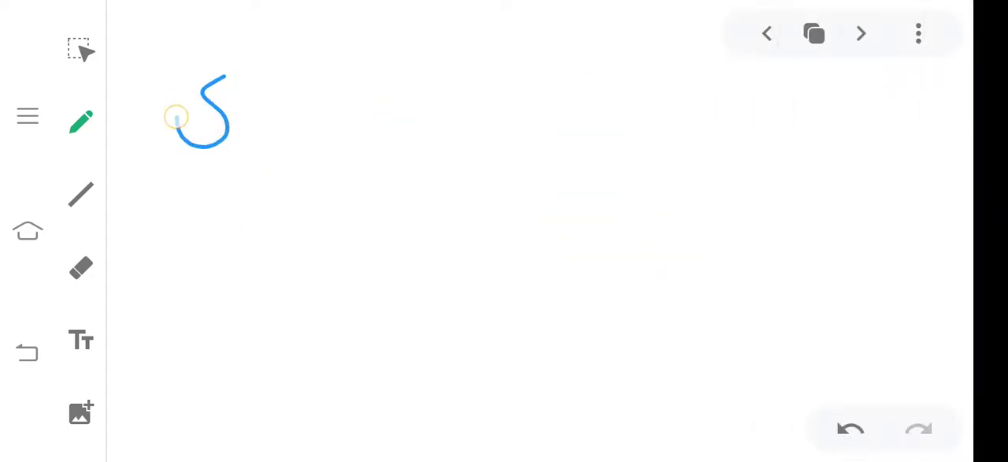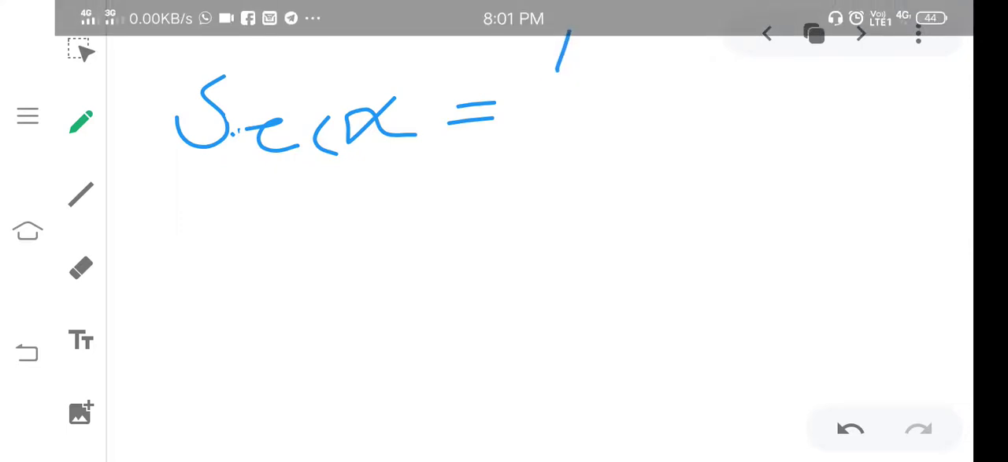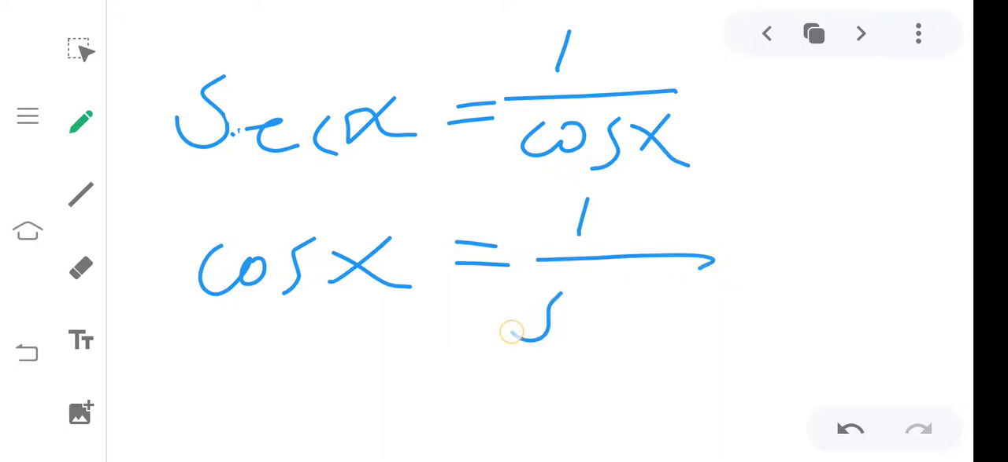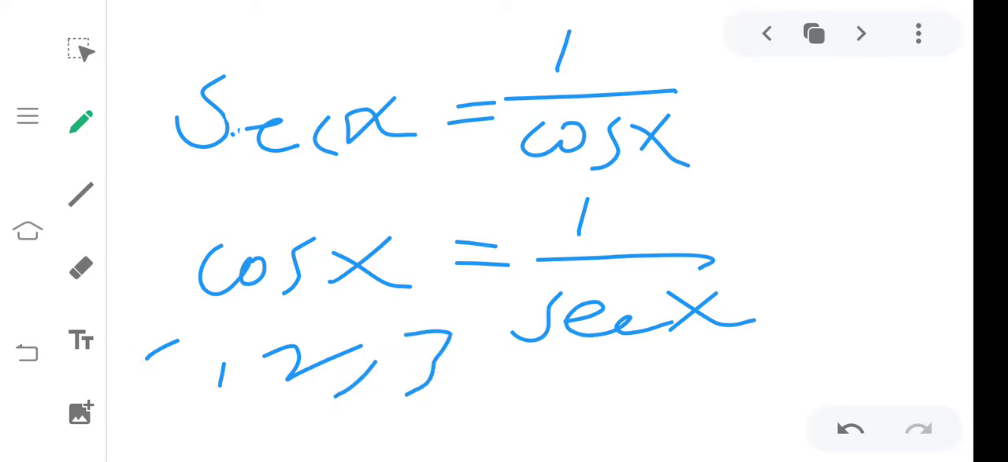So we can say that secant is the reciprocal of cos, or cos is the reciprocal of sec. Okay, so we have learned now 5 ratios. The first one is sine, second one is cos, third one is tan, fourth one is cosec, fifth one is sec.